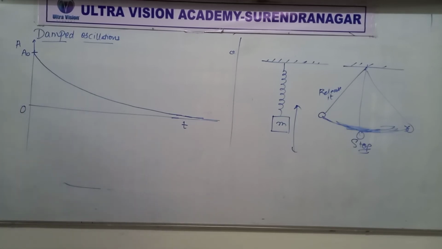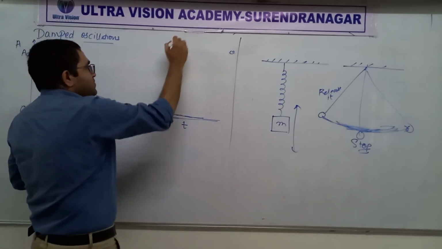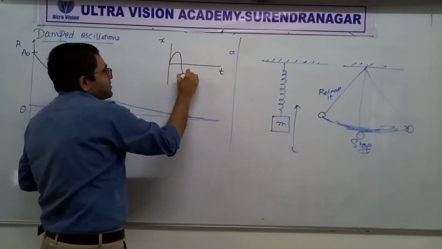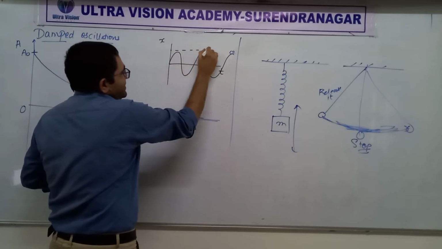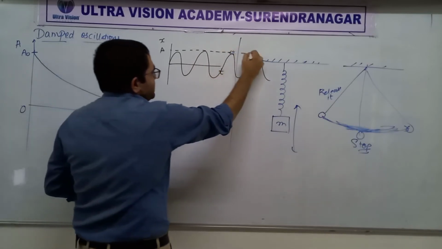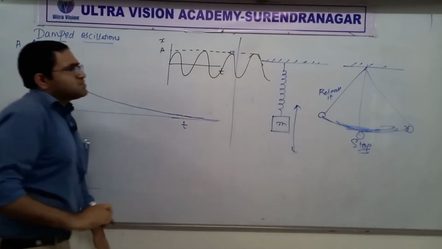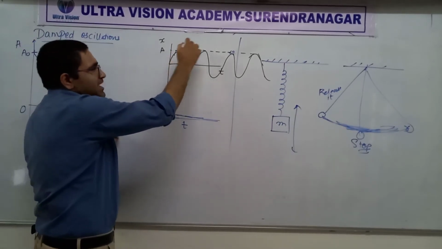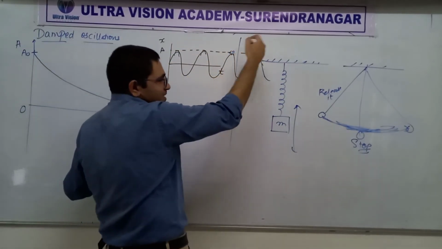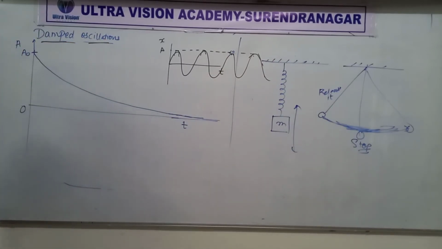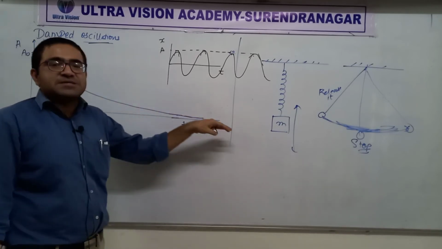So how is this different from SHM? Let's have a look. If you remember, in SHM we have drawn graphs of x versus t and all that. The graphs look like this. So in every cycle the amplitude remains the same. This will just continue like this forever. You understand what I'm saying? That is ideal behavior. The amplitude for the first oscillation A, second oscillation A, third oscillation A, fourth A, like that. But in damped oscillation, the amplitude continuously decreases with time.